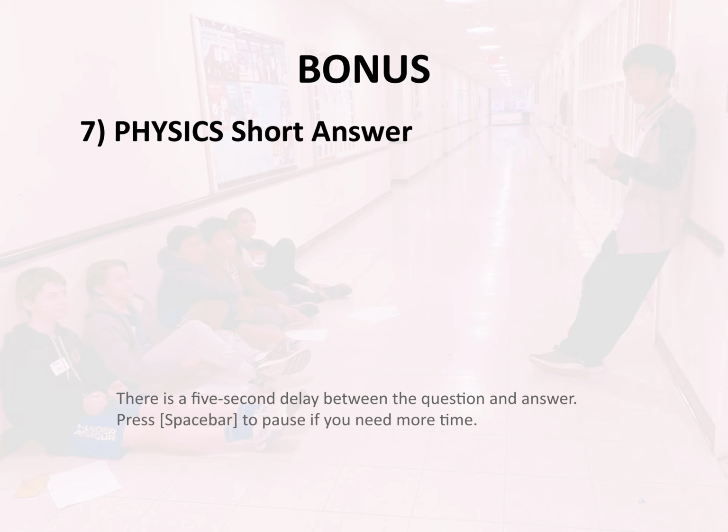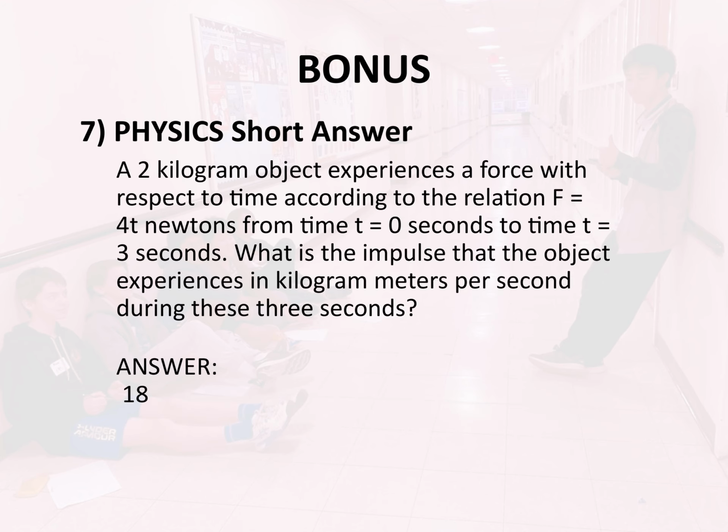Bonus 7. Physics. Short answer. A 2 kg object experiences a force with respect to time according to the relation F equals 4t newtons from time t equals 0 seconds to time t equals 3 seconds. What is the impulse that the object experiences in kilogram meters per second during these 3 seconds? Answer, 18.